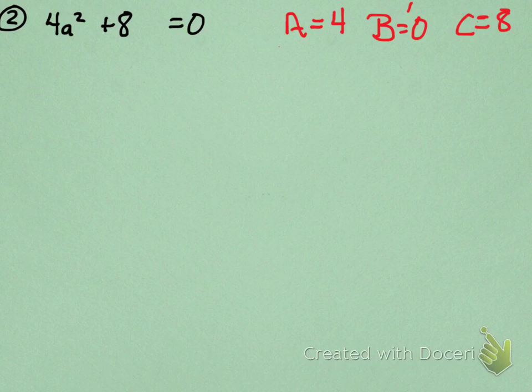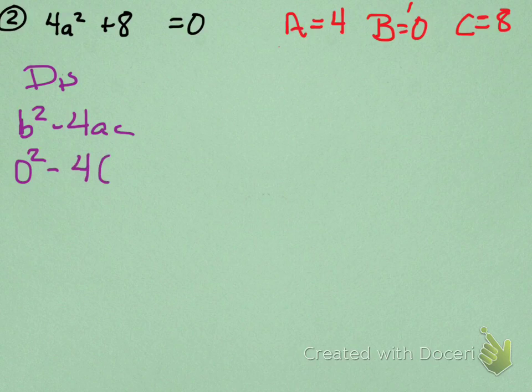So first I'm going to simplify that discriminant. Okay, so we have these 2 terms. We're still going to use the discriminant. So the discriminant says that I take b squared minus 4ac. What is b? 0. So when I square 0, does it change anything? No. Minus 4 times 4 times 8. So 16 times 8 is what number? 128.